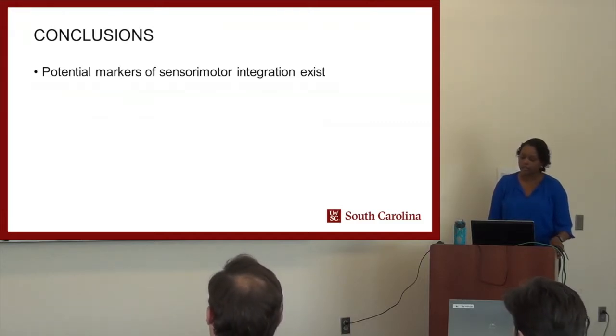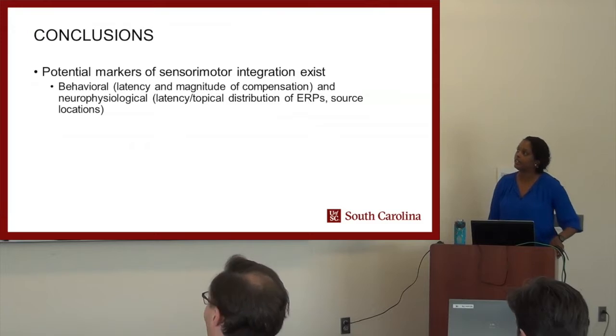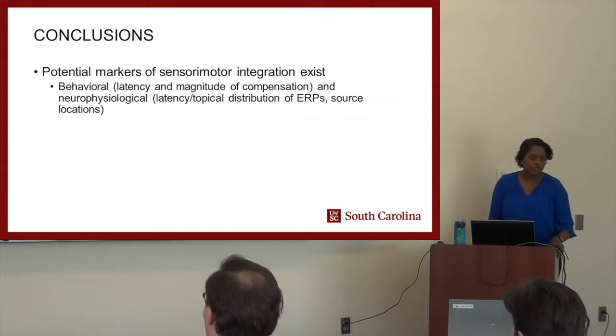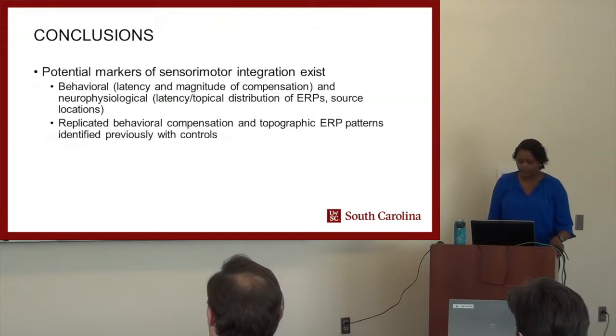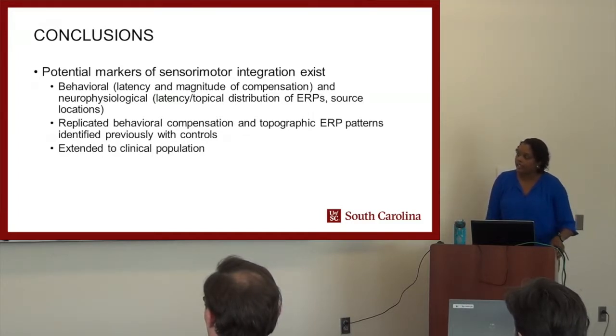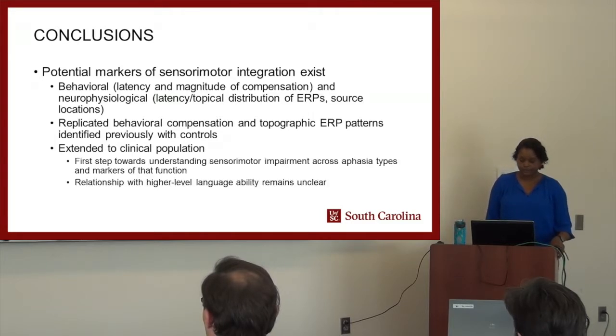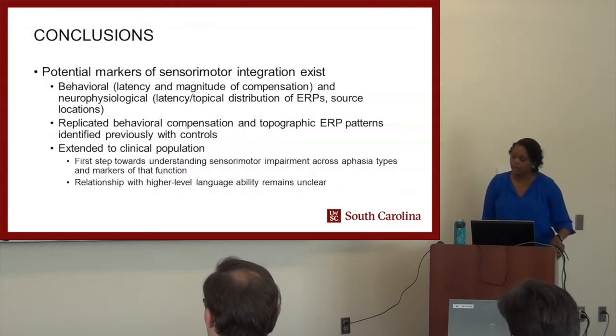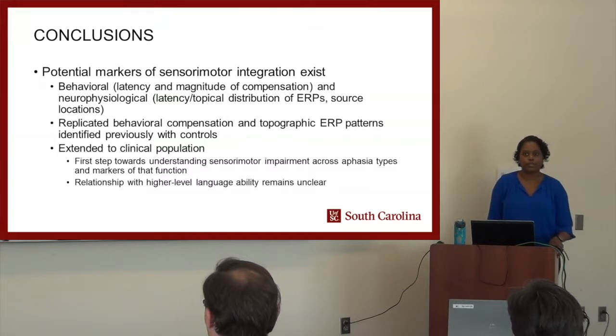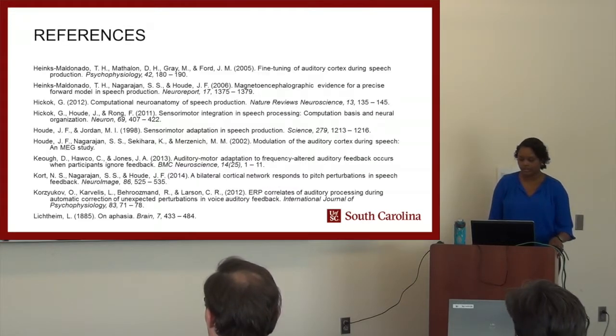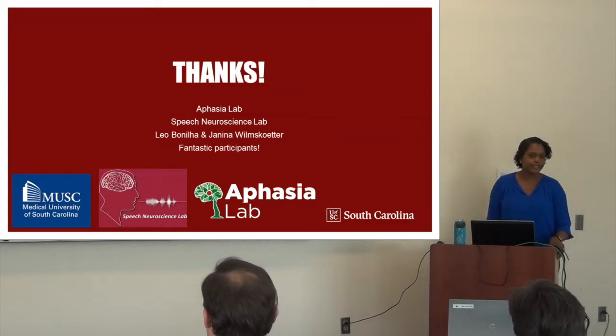So to conclude, there are potential markers of sensorimotor integration, both behavioral and neurophysiological markers. We successfully replicated the behavioral compensation and topographic patterns identified previously with controls, and we extended this to a clinical population. It serves as a first step towards understanding sensorimotor impairment across aphasia types and markers of that function. However, we still have a ways to go in terms of understanding the relationship with higher level language abilities. So, thank you, and I'm happy to take any questions you have.